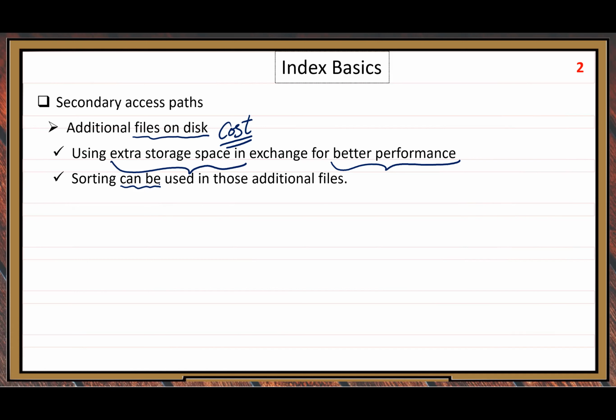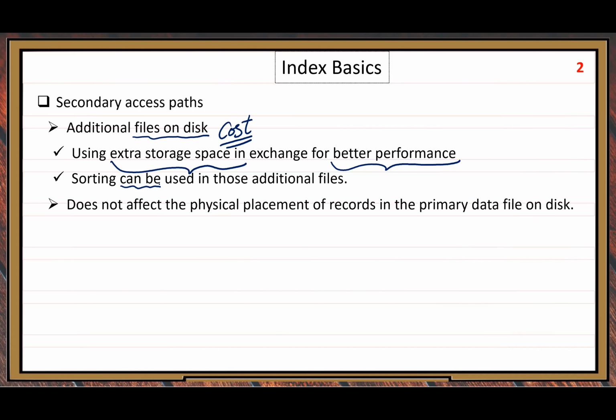If we can do sorting, that's a nice thing we like to have. We can make our search faster, right? But if we cannot do that, then we need to use the hashing technique. Indexing does not affect the physical placement of records in the primary data file on disk. So we keep that intact. We do not touch our primary business data.